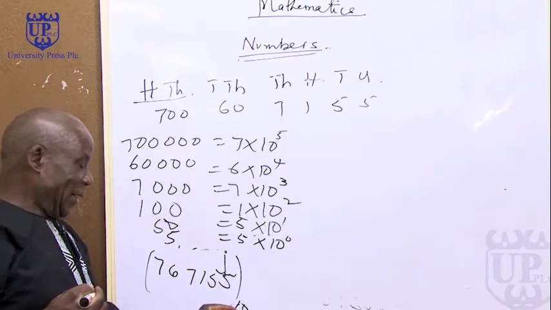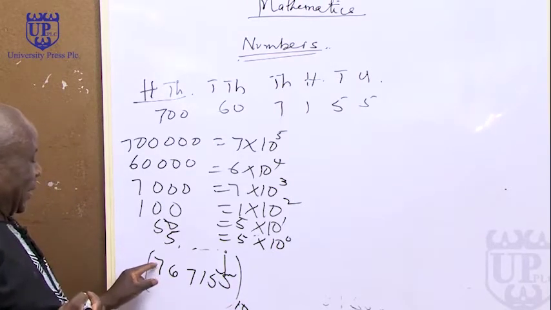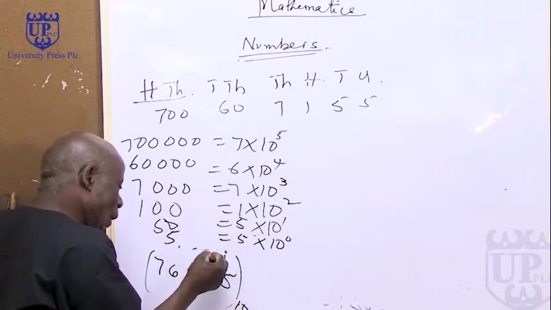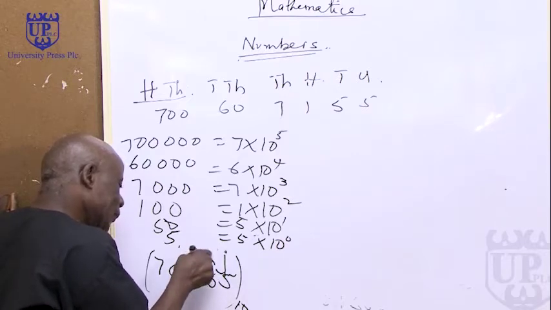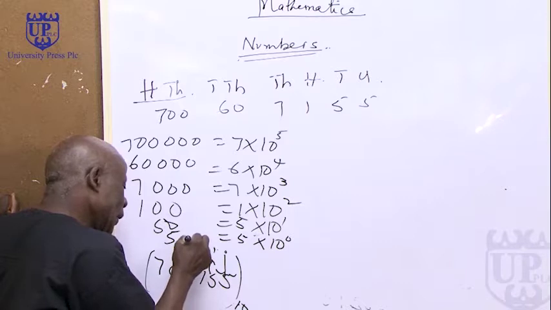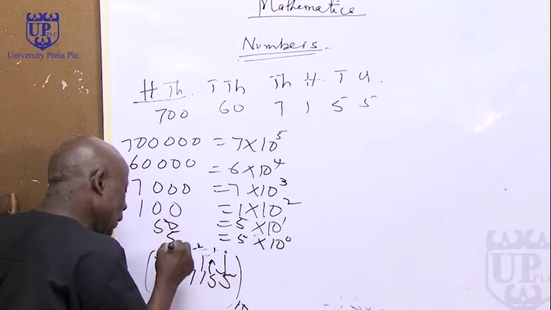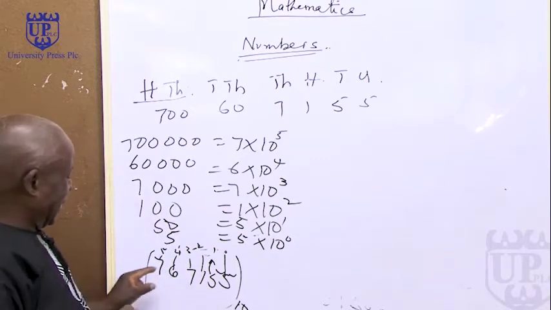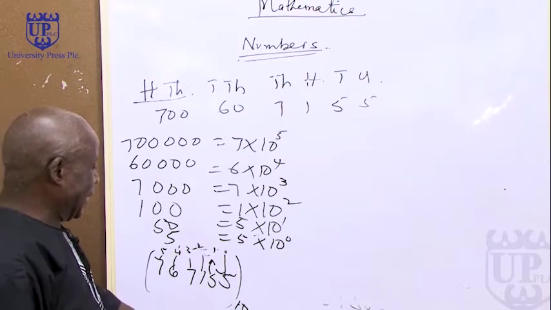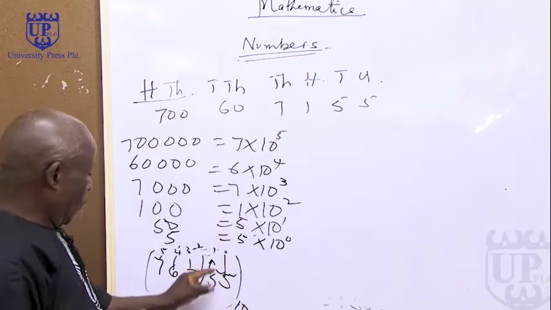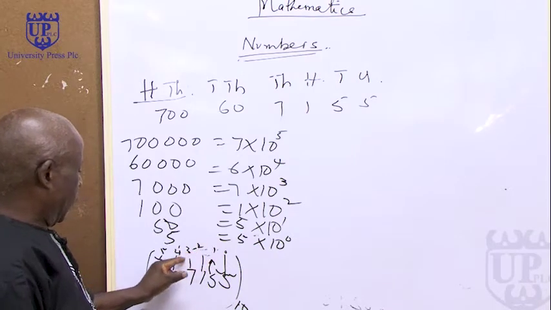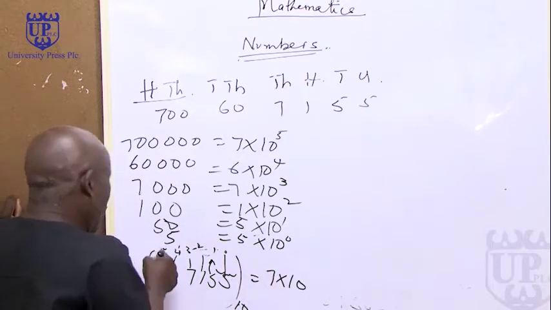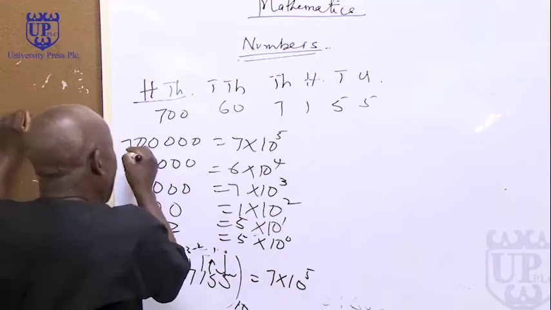Everything is in base 10. The meaning is this is 7. I said this is origin. This one is 1. This one is 2. This one 3. This one 4. This one 5. What is the meaning? This is 7 multiplied by 10 raised to power 5. 0 1 2 3 4 5. So this is the same thing as 7 multiplied by 10 raised to power what? 5. That is why we have this.